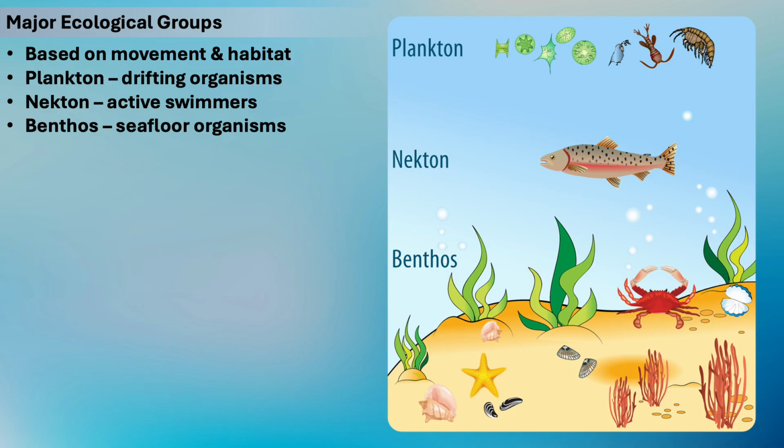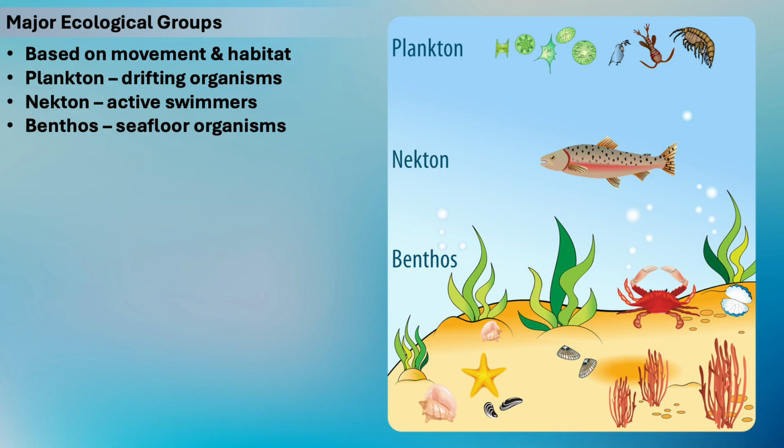Although these categories may seem simple, they capture some of the most important ecological differences among marine organisms. The first group is plankton. Plankton are organisms that drift with ocean currents and are largely unable to control their horizontal movement. Some plankton may be capable of small vertical movements within the water column, but overall their distribution is strongly influenced by the movement of water masses.